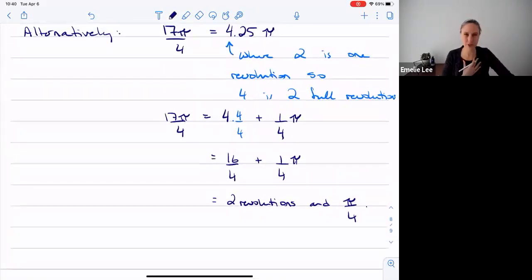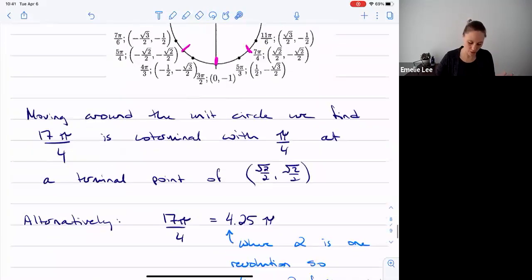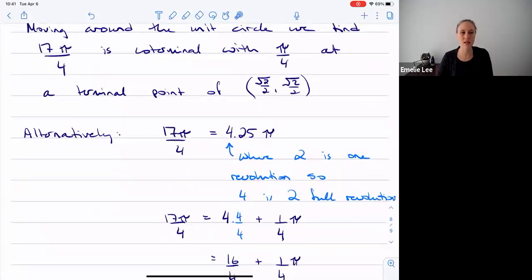Now, personally, I often just think it's a lot easier to just buckle down and do the loops around the circle. It's a lot more tangible to me to work my way through the circle. So I totally understand if you don't want to do it this way, right? That's fine. You only need to be able to find the terminal point. If you're able to find the terminal point, I don't care how you did it. Okay. So let's do another one.